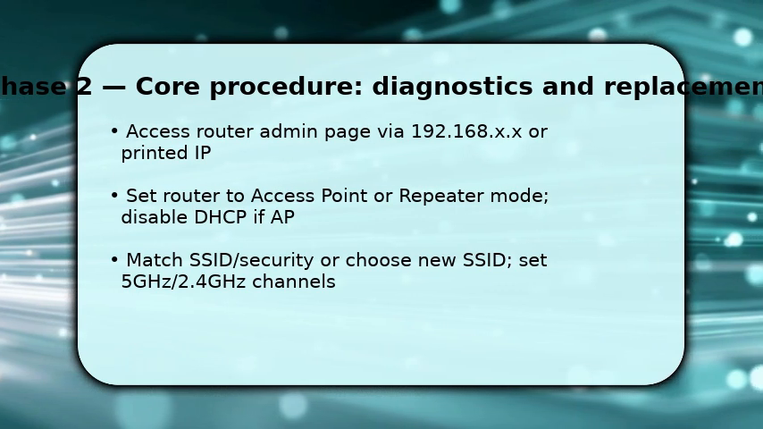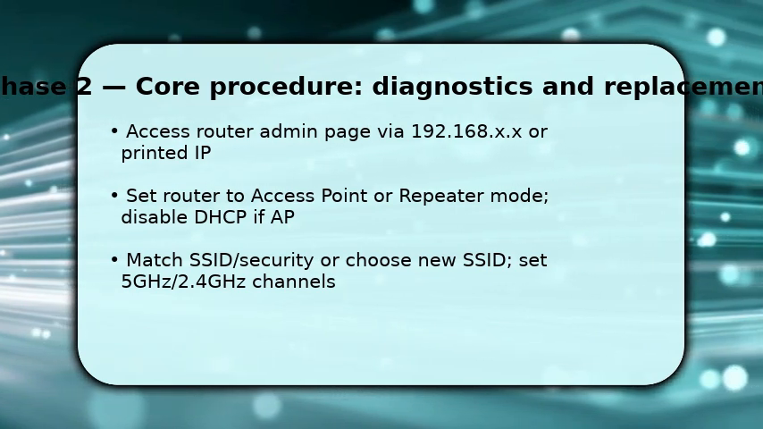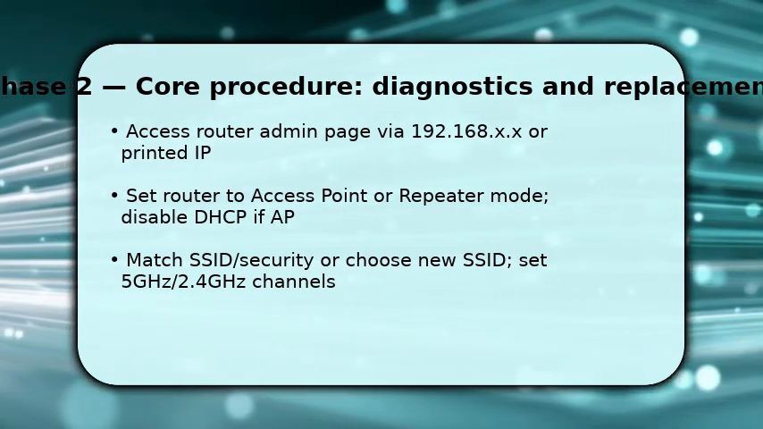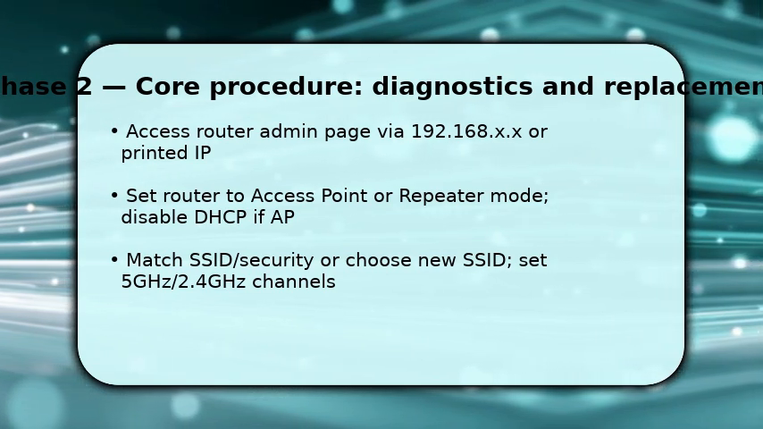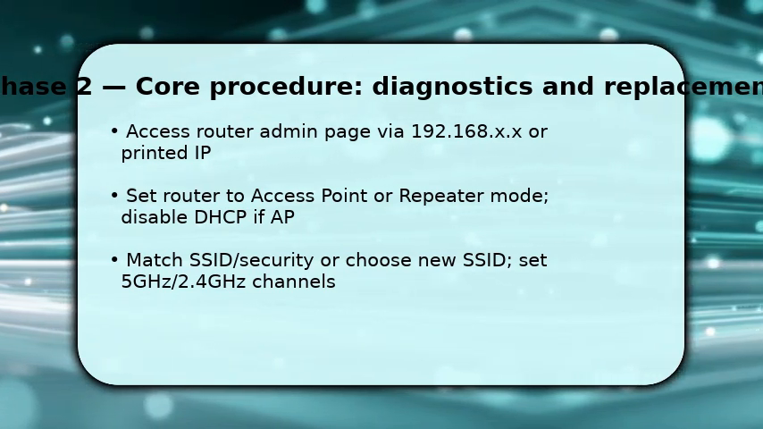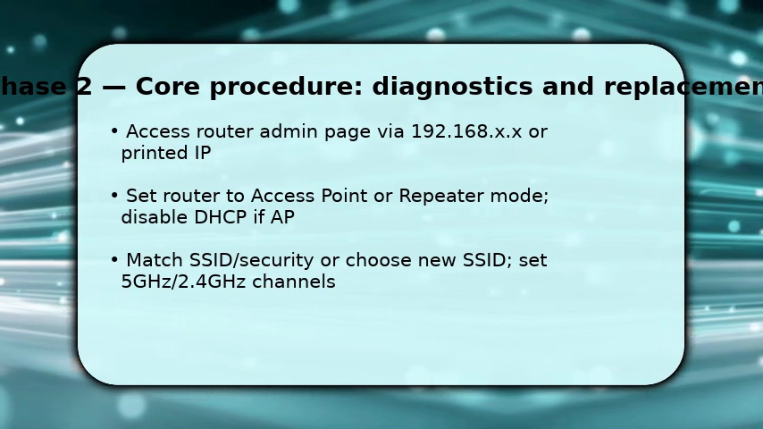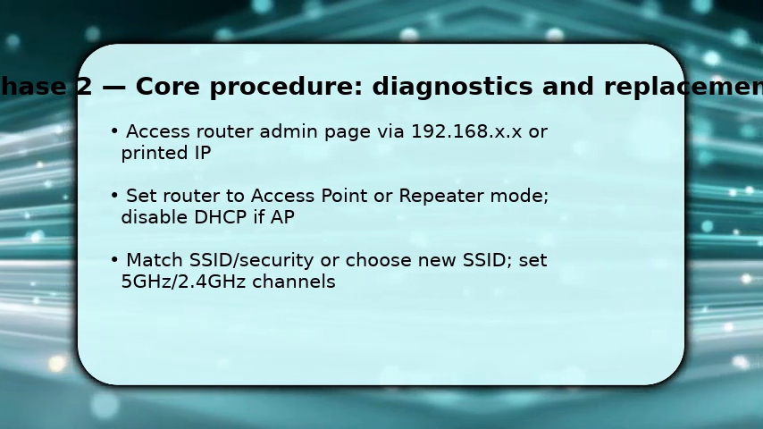Next, match or choose SSIDs and WPA2/WPA3 keys. Synchronized SSIDs let devices roam, while distinct names help diagnose dead zones. Finally, set channels manually to avoid interference.